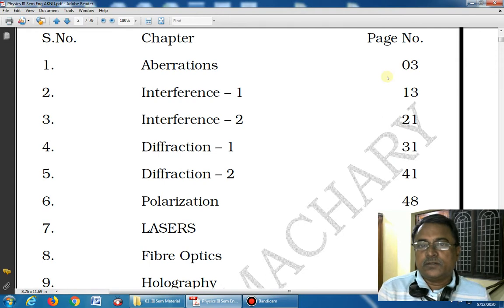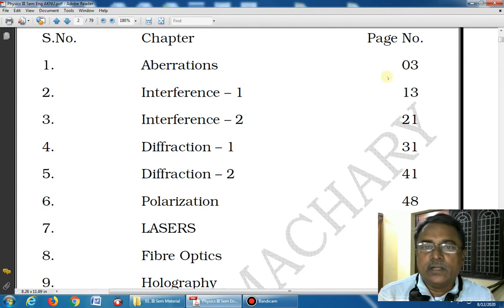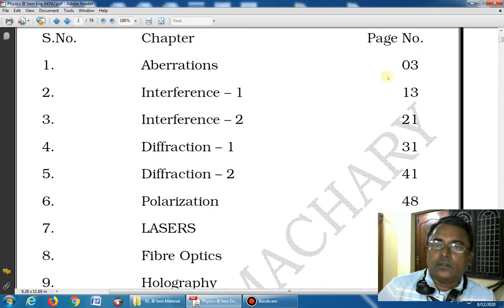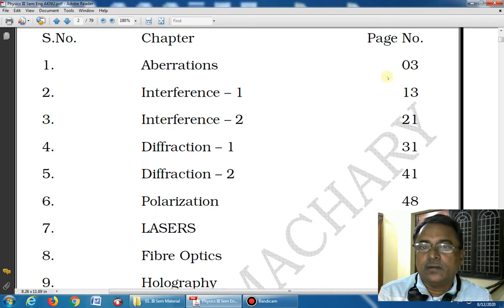Dear students, we entered into the third semester of Adikavi Nannaya University. As per the university syllabus, the third semester deals with optics.